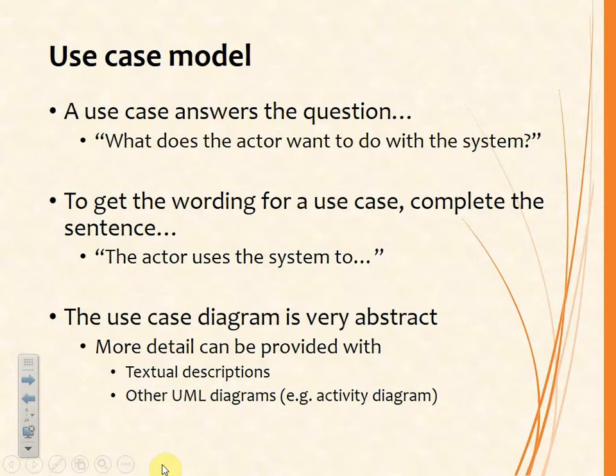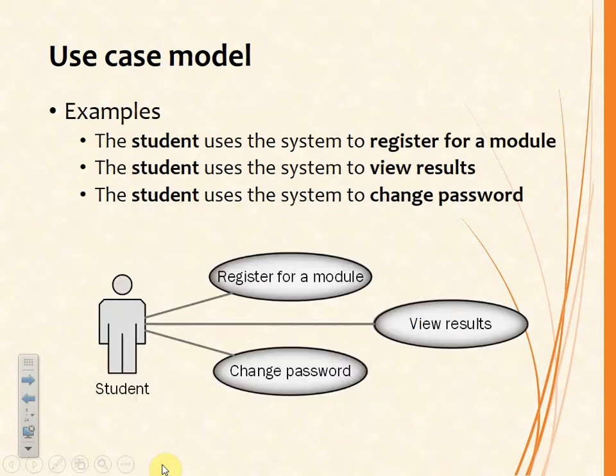And that's where the other diagrams come in very handy. Here's an example of a use case model. Only 3 use cases. We can see the actor. The actor is named student, and each use case that a student can execute is attached to the actor symbol by an association, a line.